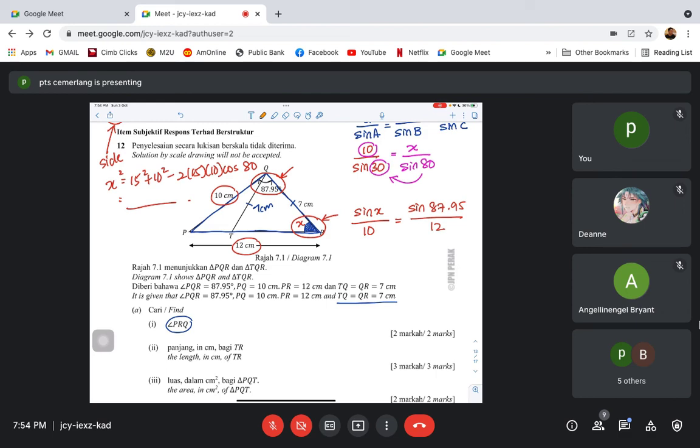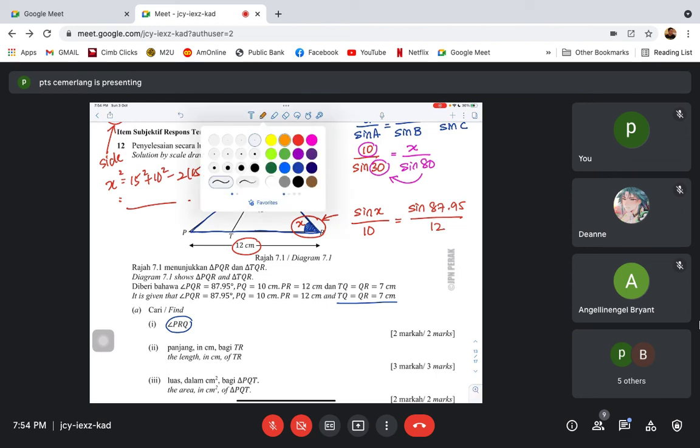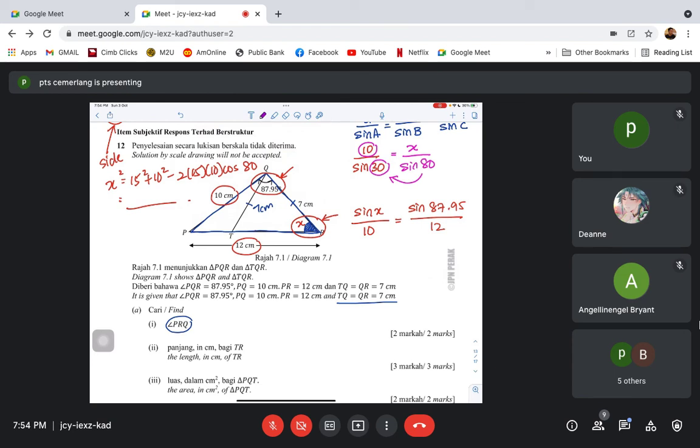So maybe some of you have this technique that you always use, which is cross multiply. Go ahead, just do your cross multiply. Nobody can stop you. So now you have 12 sin X equals 10 times sin 87.95. Then the 12 you have to move back, so it becomes divide. So now your sin X equals 10 times sin 87.95 over 12, okay?